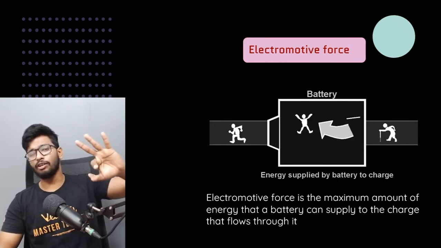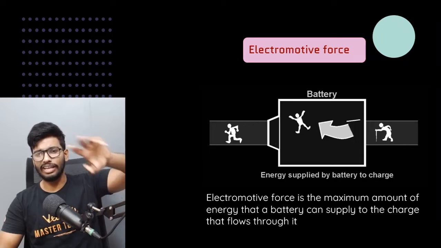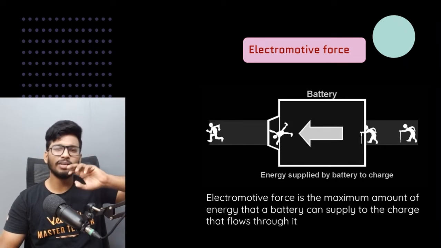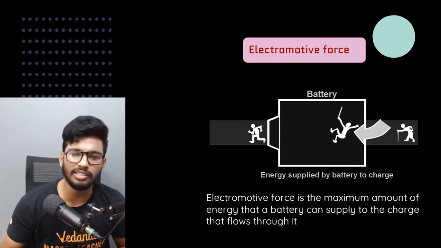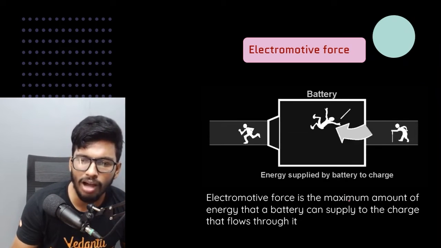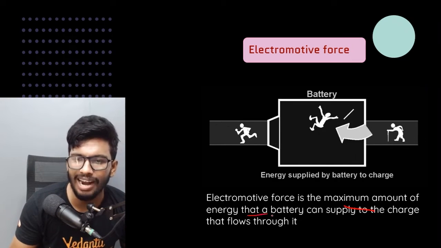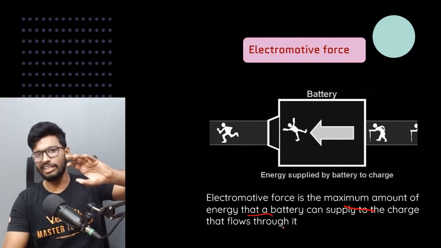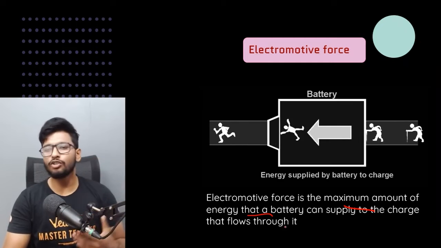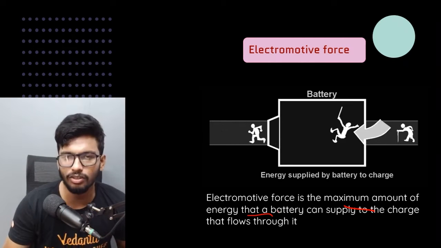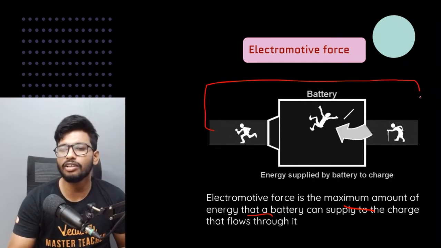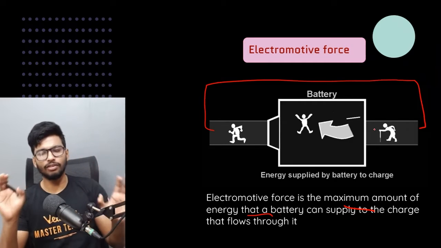Now let's go on to the last three topics, guys, which is nothing but electromotive force or EMF, terminal voltage, and internal resistance. What are these basically? See, electromotive force is nothing but the maximum amount of energy that the battery can supply to the charges. If you think about a battery, the battery's job is to provide energy to the electrons or to the charges so that they can flow through the entire circuit and come back to the negative terminal. This is the function of a battery.